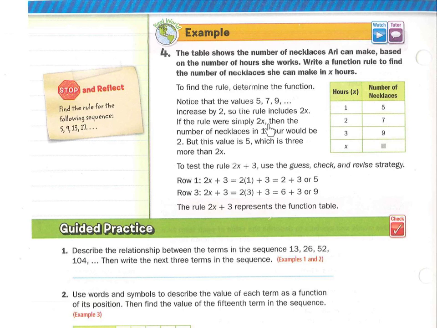If the rule were simply 2x, then the number of necklaces in 1 hour would be 2. But the value is 5, which is 3 more than 2x. So that means to test the rule, you need to use 2x plus 3. Use the guess and check to try to figure that out. So basically what they did was, you know that each of these is going up by 2 each time. So like 5 plus 2 is 7, 7 plus 2 is 9. So that means that we're timesing the x value by 2, but then we have to add something to 2x to be able to get there. So 2 times 1 is 2, plus 3 is 5. So our rule is 2x plus 3.